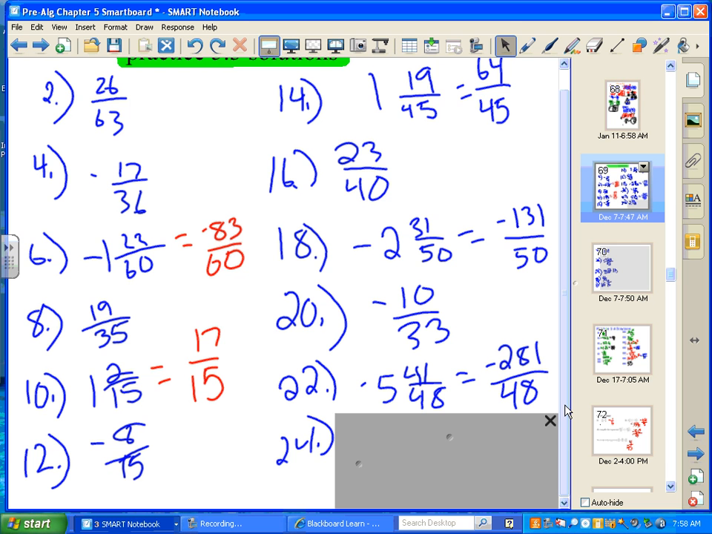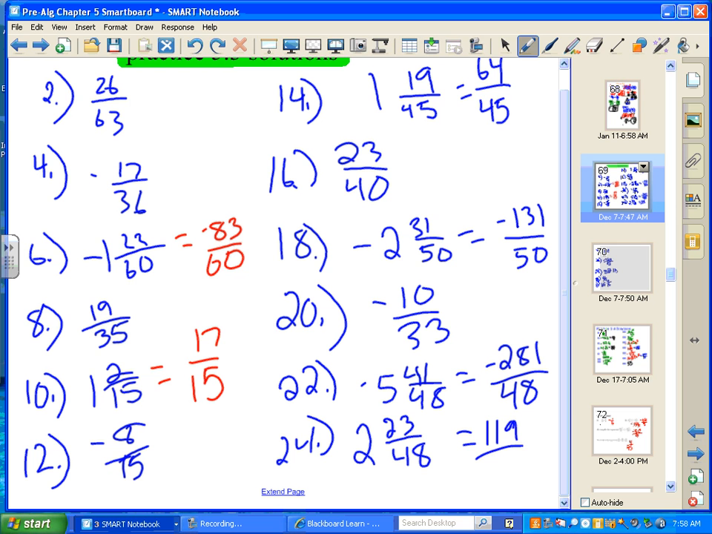24, Justin. Good. 119 over 48, which is the same thing as 2 and 23 over 48. Those ones are definitely tricky. If you knew what you were doing, I'm sure you got them right. Those negative signs there were very tricky. Okay, Matt, you want to do the next one?